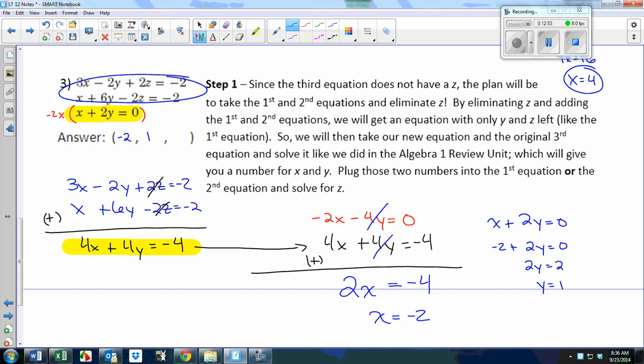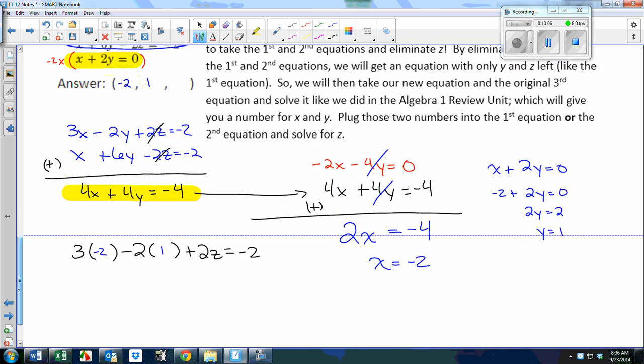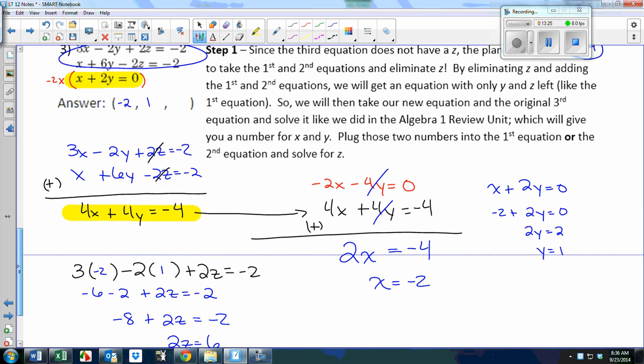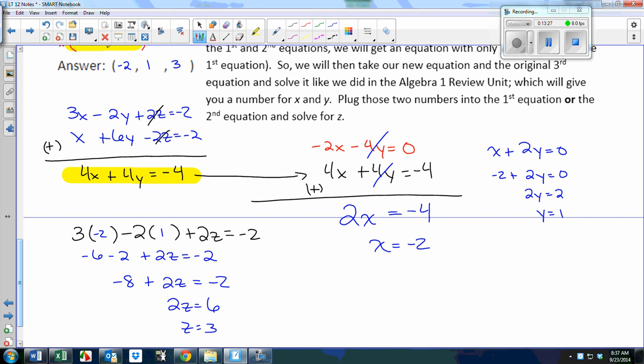All right, so I'm going to pick the first equation, 3 times x minus 2 times y plus 2z equals negative 2, and replace x with negative 2 and y with 1. So we get negative 6 minus 2 plus 2z equals negative 2. Combine your like terms, negative 8. Add that 8 to the right side, divide by 2, and z is 3. So final answer, the ordered triple, negative 2, 1, and 3. Negative 2, 1, and 3.